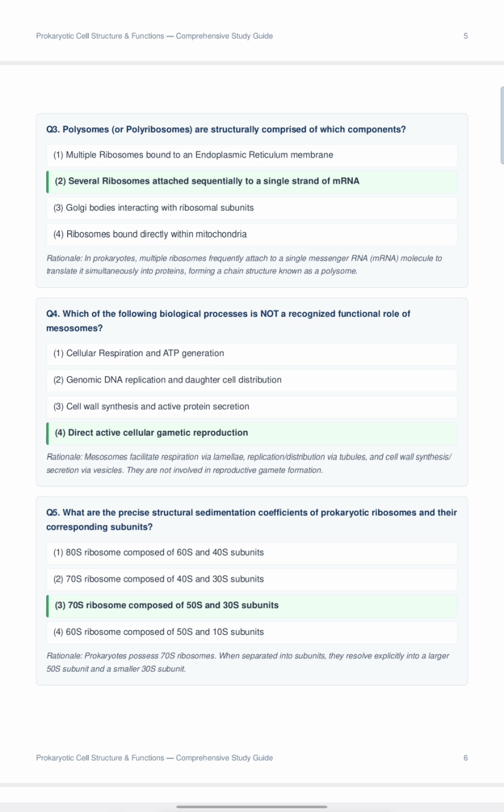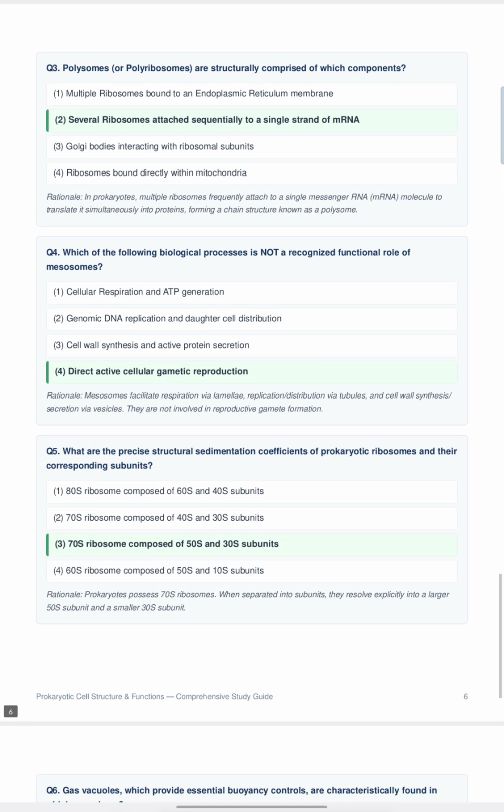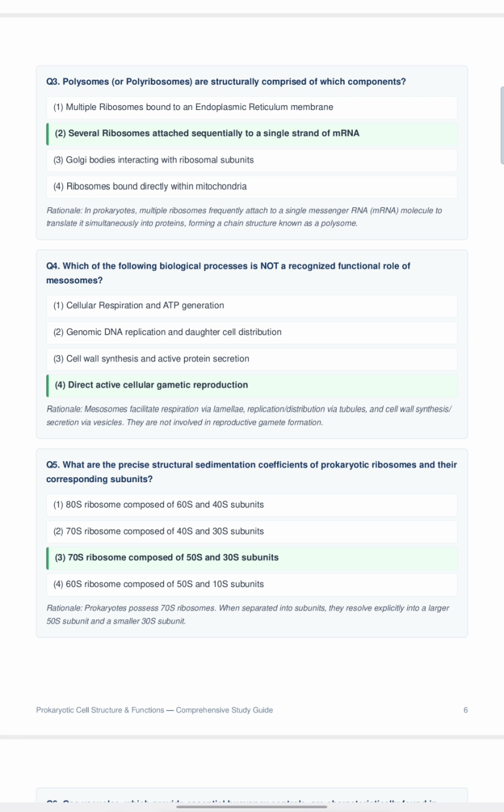Which of the following biological processes is not recognized as a functional role of mesosome? Functional roles: cellular respiration, ATP generation, genomic DNA replication, cell wall synthesis and active protein secretion. Direct active... this is not the function of mesosome.